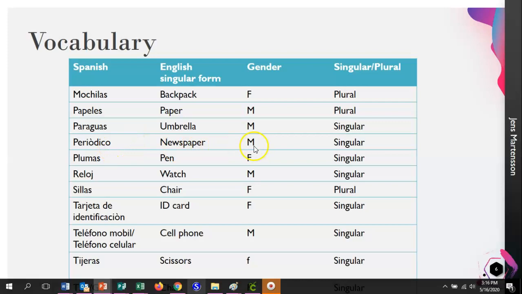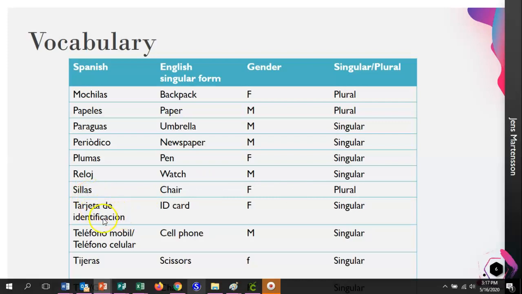Periódico is newspaper, which is masculine, and in this case, it is singular. So to make it plural, it would be periódicos. We would just add an S. Plumas is pen, feminine, and it's singular. Actually, this is plural. This is wrong. It should be plural because pluma is singular. Plumas is plural when you add the S. Reloj is watch, which is masculine, singular. Relojes, that would be plural. We also have sillas, which is chair, feminine, and that is a plural. So to make it singular, we would just take the S out and say silla.